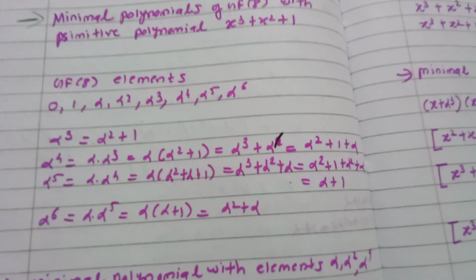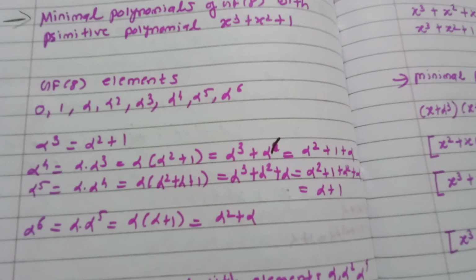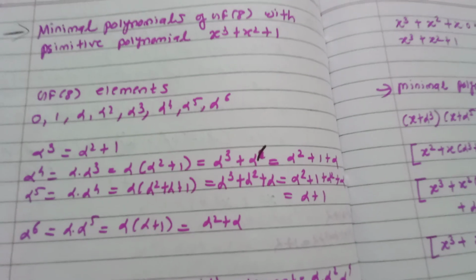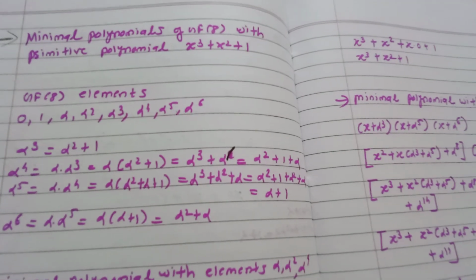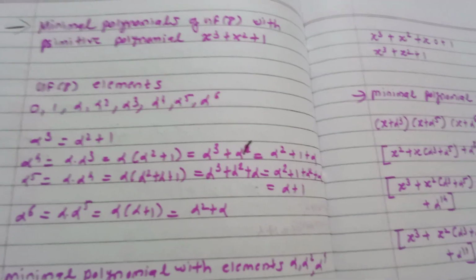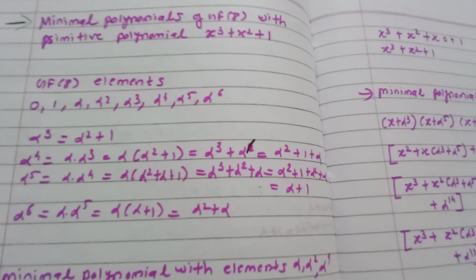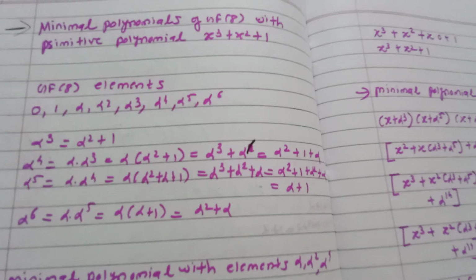So the broader version of this example was in the previous video. Here we have shortly explained the same problem, but the primitive polynomial is changed. So that is it for this video.